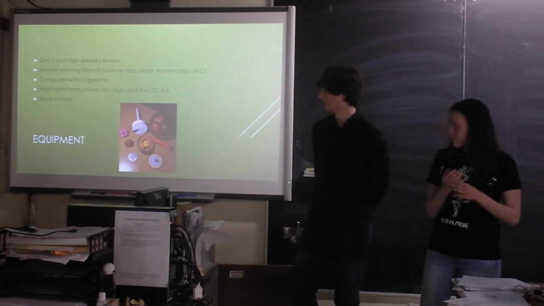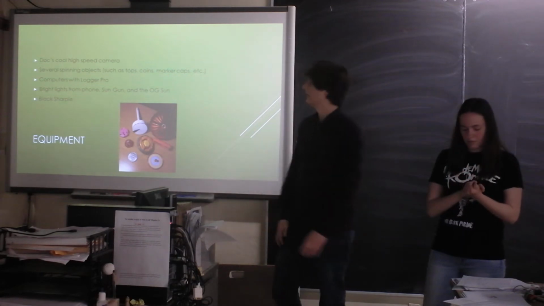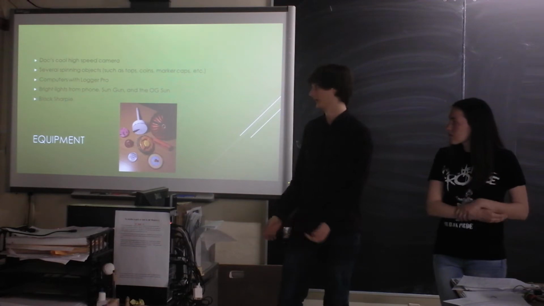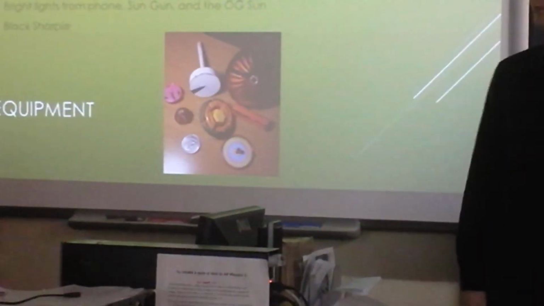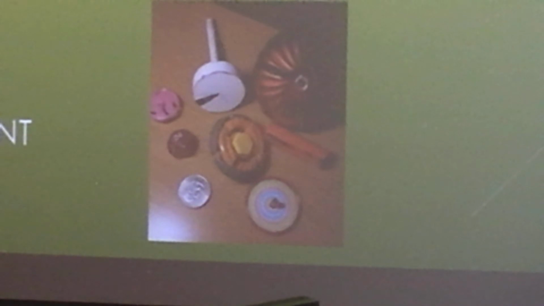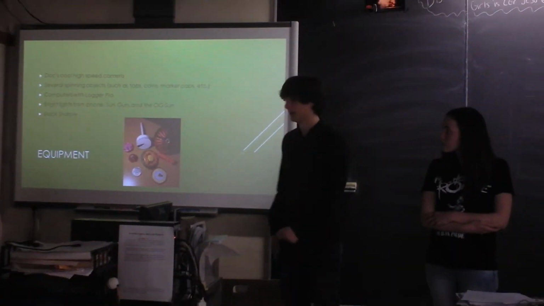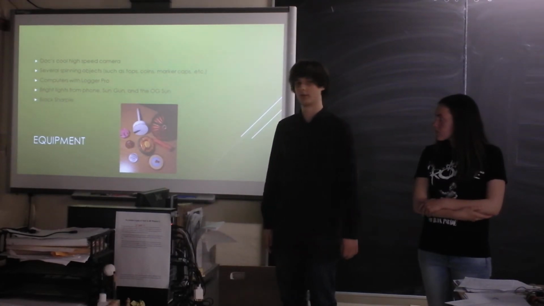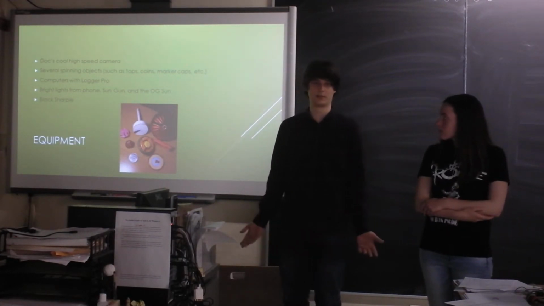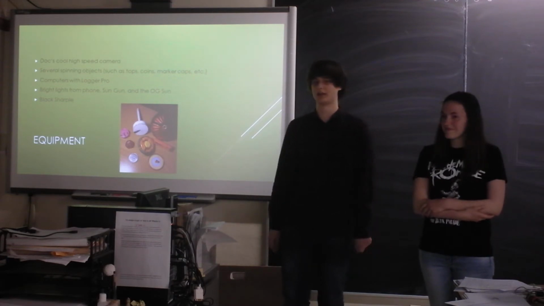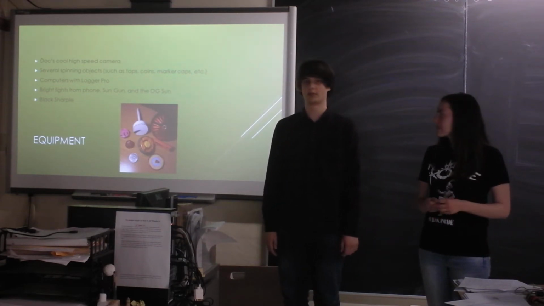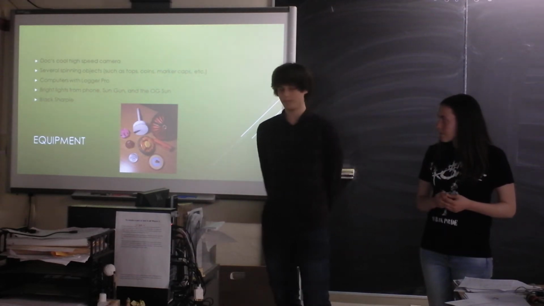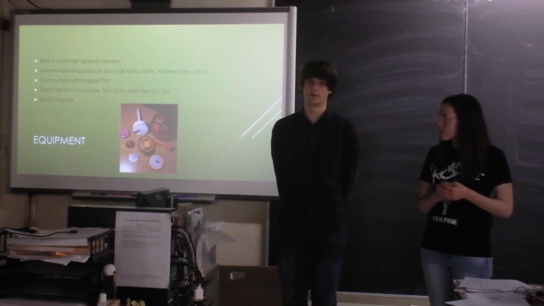And so here's a picture of all the objects. And we used a high-speed camera to do video analysis in Logger Pro to find angular speed. We also had to use really bright lights because the camera didn't pick up light as well as you increase the frame rate. We actually had to go up to 480 frames per second to be able to capture the rotation. And we also marked a lot of the objects so we'd be able to tell when they rotated.